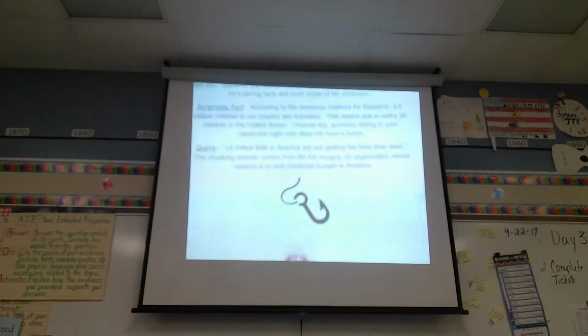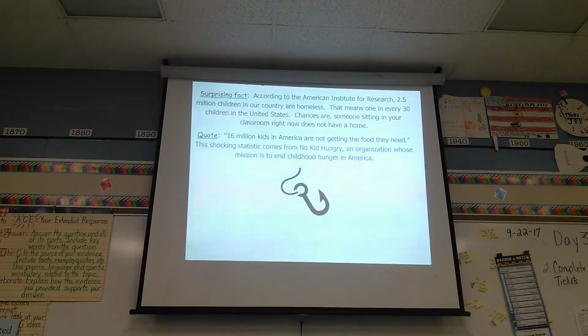Okay, the next 2 really are only going to be used whenever you have a text set or whenever you have done research, because you need to have facts. You can't make them up. A fact is something that is true and can be proven. Okay, so let's look at this example. Now, this is designed to be a surprising fact, something that few people might know about, something that other people might want to learn more about. Remember, your job is to try to capture the interest of the reader.